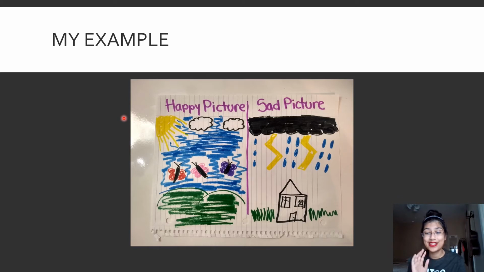So, here is my happy picture. And I think this picture is happy because the sky is blue and bright, the sun is shining, there's cute little butterflies flying around, there's this nice green hill. And the reason why I drew this as a sad picture is because it's stormy, it's rainy, and you can't go outside. I know you can't see the little face I drew right here, but it's a sad face because I like to go outside, and if I'm stuck in a house and it's raining, I feel sad.